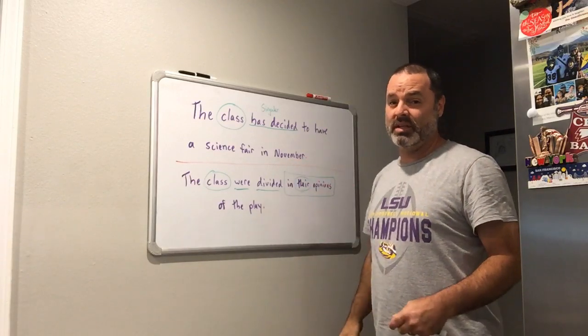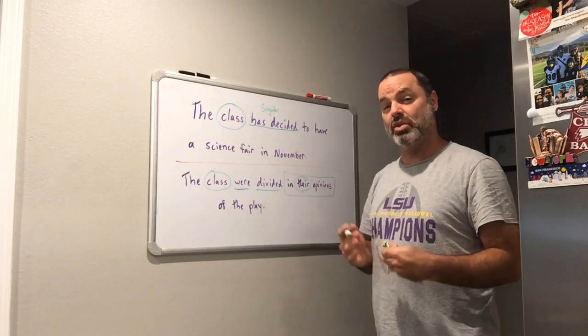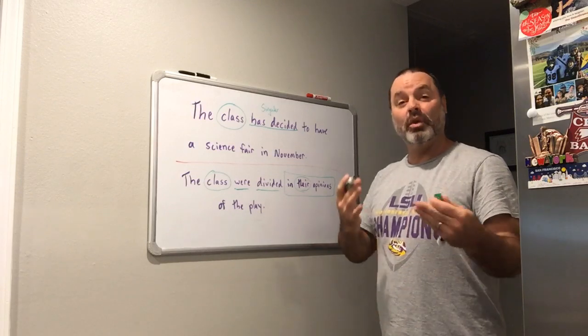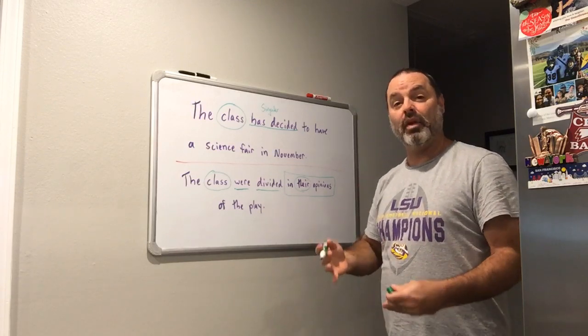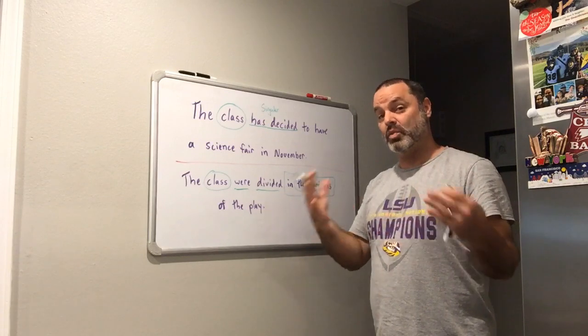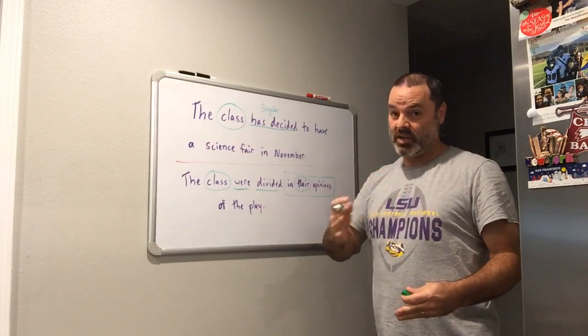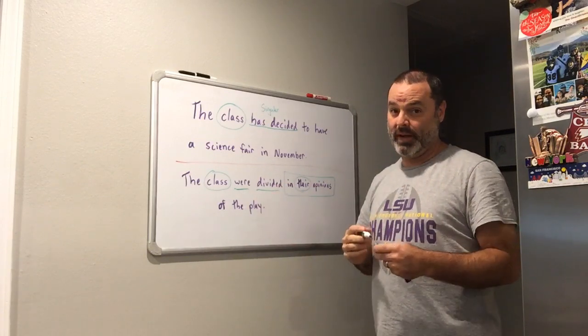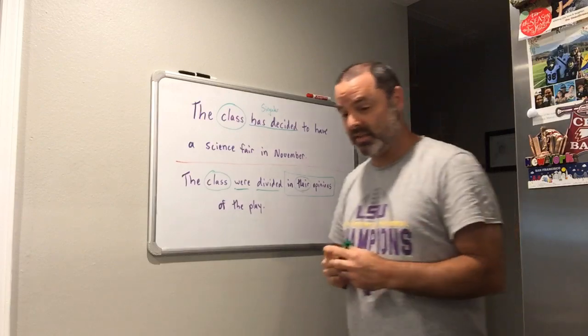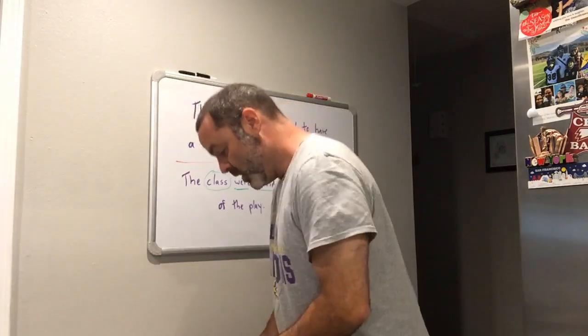So I know this is a little bit difficult, but I think you guys can figure it out. Just read it carefully when you have a collective noun and figure out, am I talking about the collective noun as one thing, or am I talking about it as all the parts that make up that collective noun? All right, let's move on to the next thing.